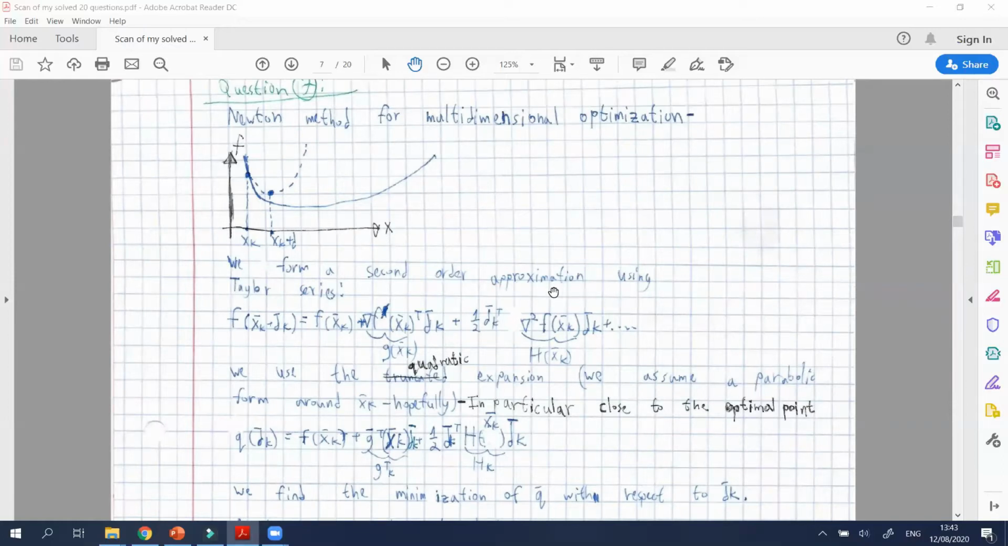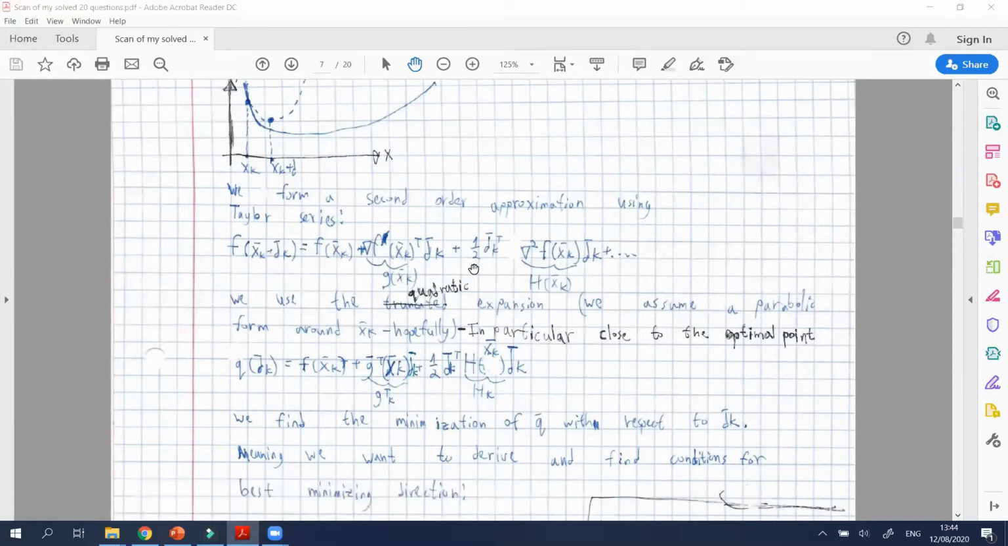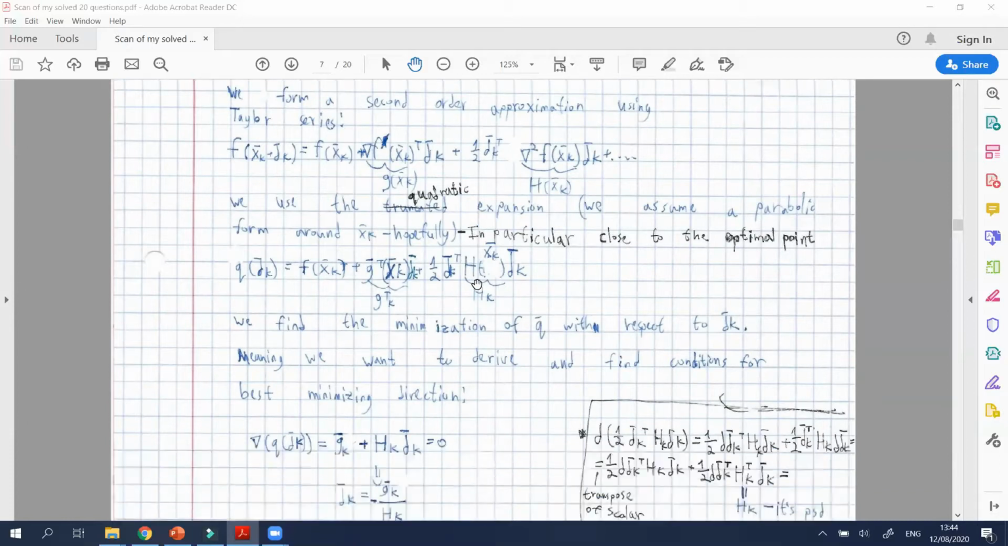So we formed the second order approximation with the Taylor series, which we've already seen in the past questions, which is this expression right here, which is f at the point xk, obviously, plus the directional derivative we've already talked about in question number 1, which we already saw in the past question, question number 6. We have the Hessian multiplied by the direction transpose and the direction, and etc. So we use this quadratic expression, and we do assume the parabolic form according to the convexity I've just mentioned, and in particular closely to the optimal point.